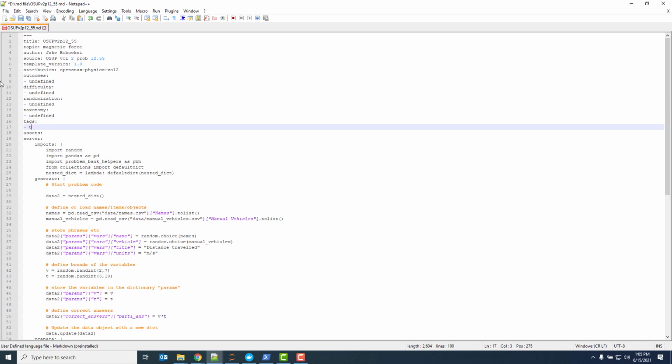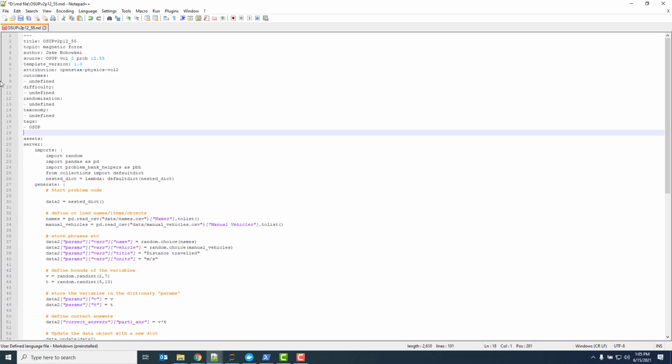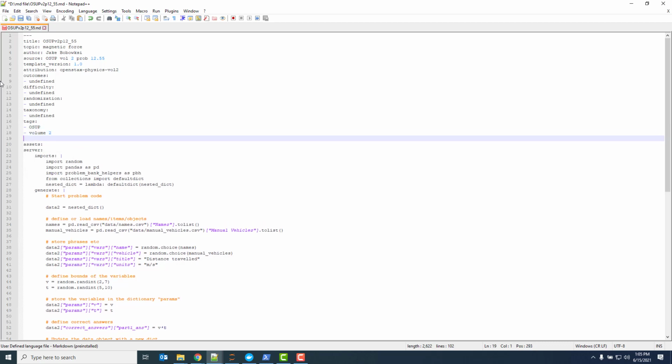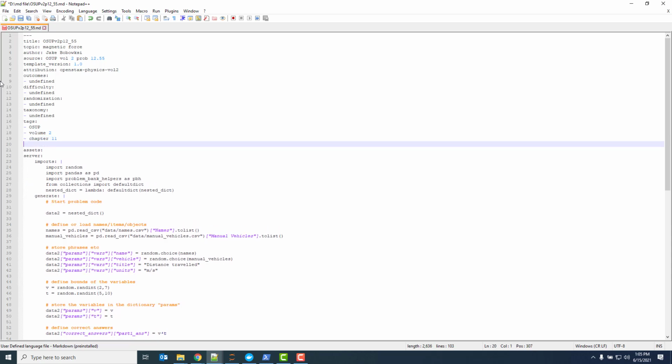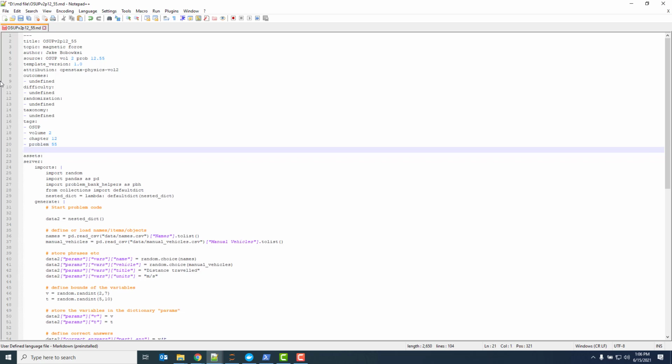Tags. I'll show you where the tags are going to show up after we've converted the question, but I'm going to put stuff like OpenStax University Physics, and then we can add a bunch more. So we can let people know this is from Volume 2 of the book, and that this question was from Chapter 12. And that in Chapter 12 it was Problem 55.